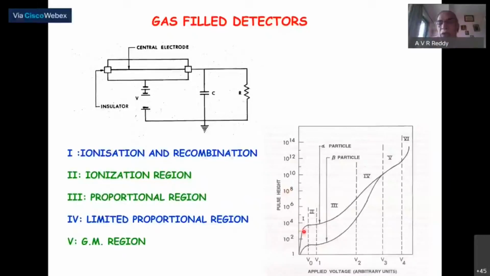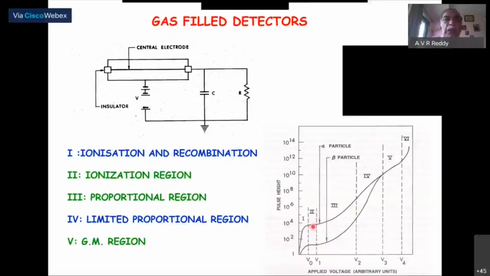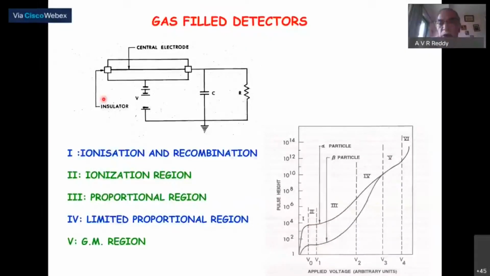Okay, so it will remain constant. This constancy is extremely useful for using that region, this detector with this voltage window, as a detector material, and this we call an ionization chamber.